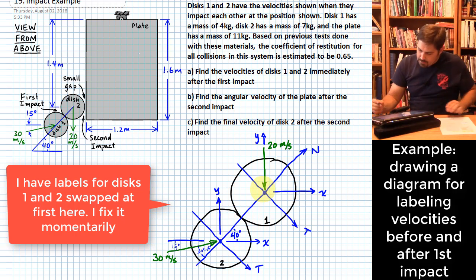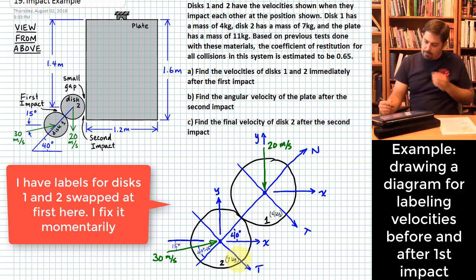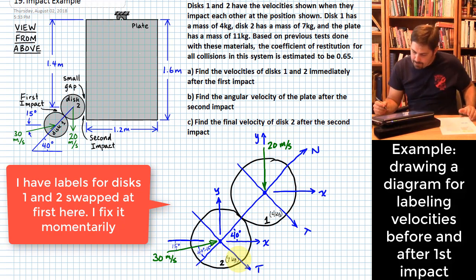Let me put another couple of pieces of information on here. Disc 1 is 4 kilograms. Just put that there. Disc 2 is 7 kilograms. Just to have them on there.